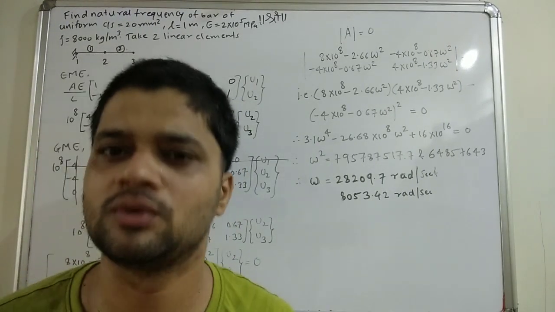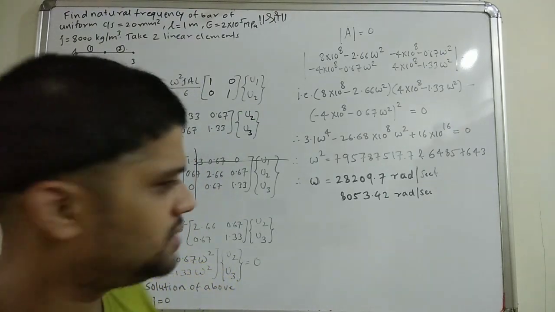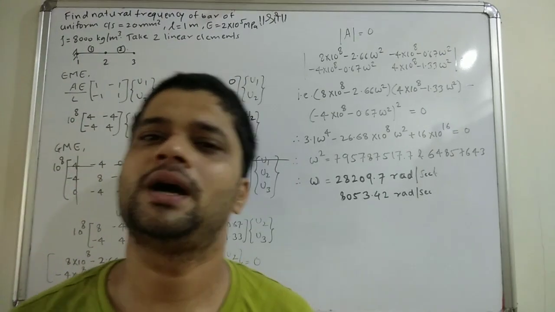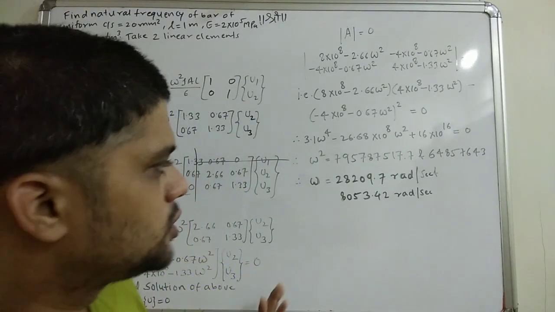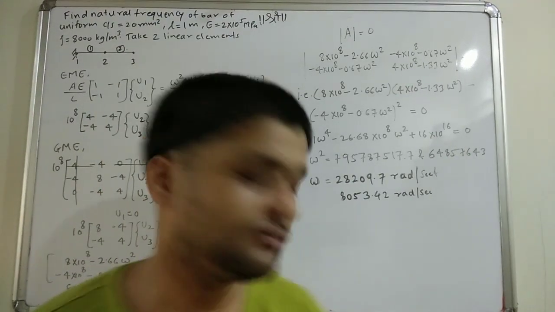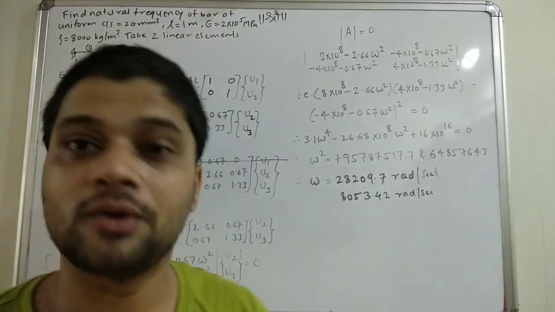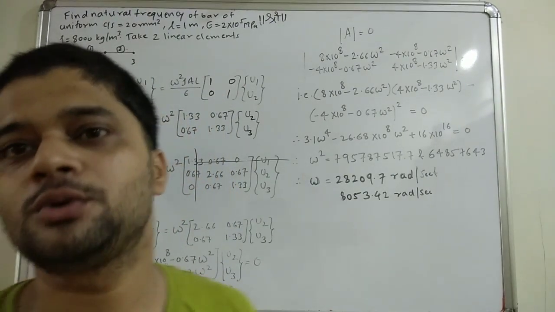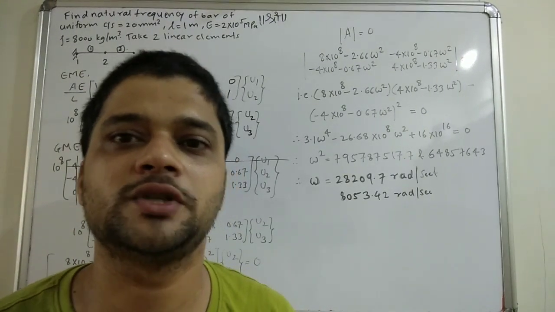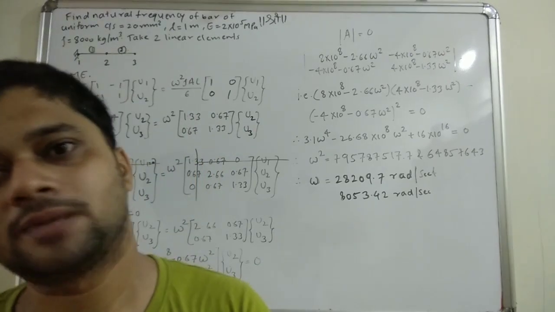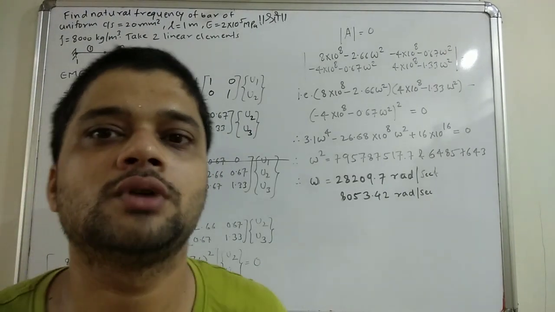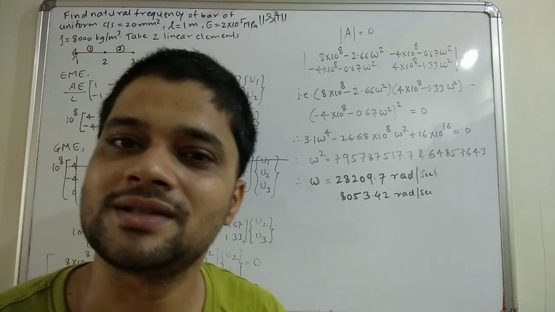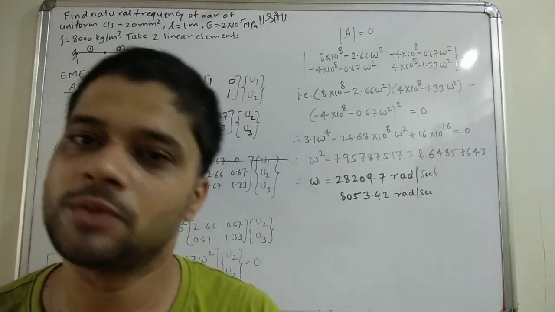It is, I guess, under root E by rho, 1 upon 2 pi under root E by rho. That is what the formula is. So with that formula also you can find out the natural frequency directly. Likewise, they may ask you to compare the frequencies which you are finding with the exact method, or they may also ask you to compare the frequencies with the consistent mass matrix method and lumped mass matrix method.